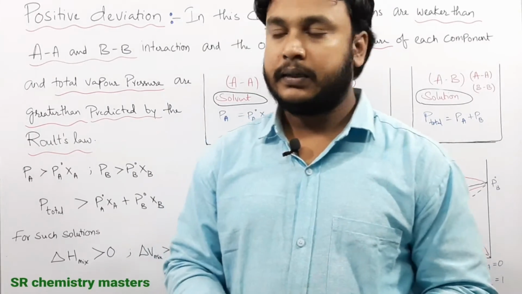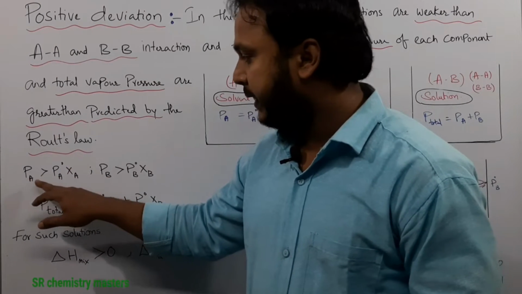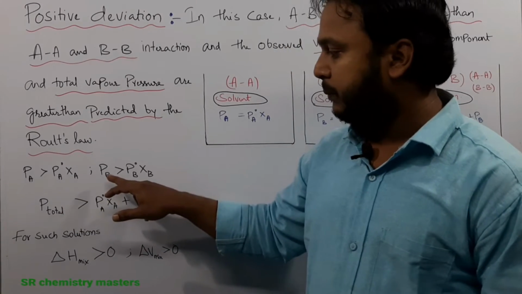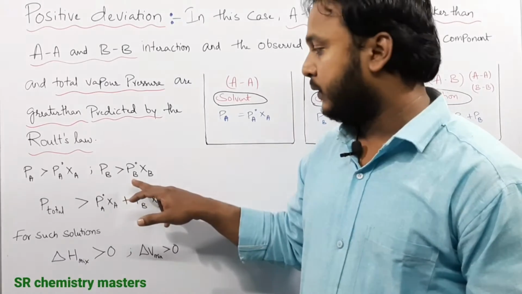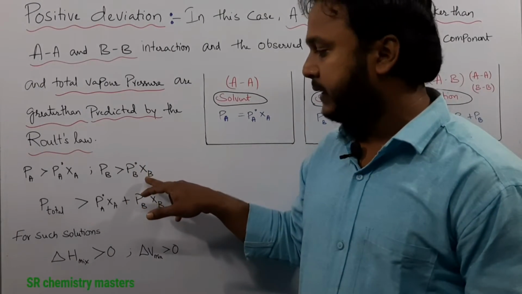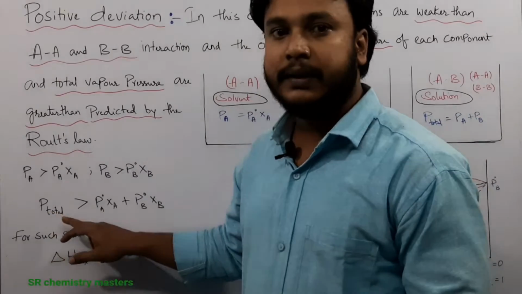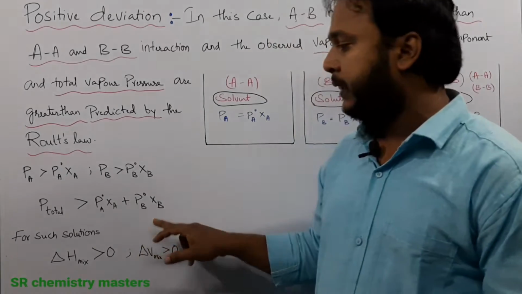Here you can see that the vapor pressure of the A component is greater than the value predicted by Raoult's law, and the vapor pressure of the B component is greater than the value predicted by Raoult's law, that is PB naught into XB. And the total pressure is greater than the sum of the vapor pressures of the A component and B component.